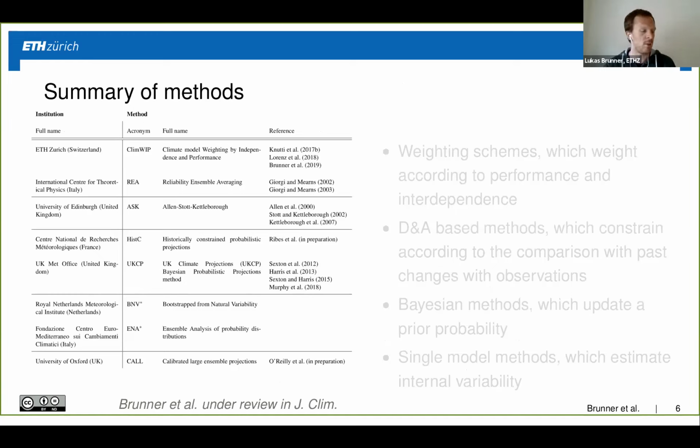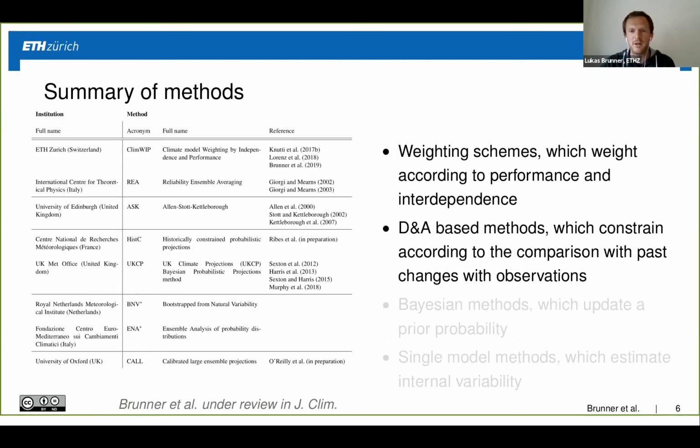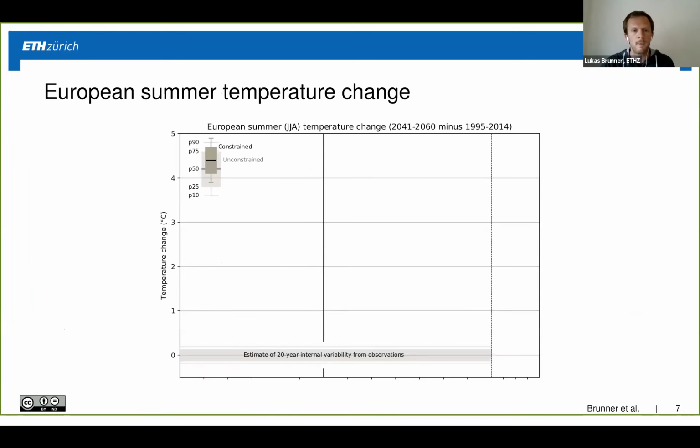I'm not going into any detail here for the sake of time. So if you have any questions, you can ask me later or drop me an email. Here I'm just going to divide them into 4 quite broad groups. The first 2 are weighting schemes. The third one is a detection and attribution based method. Then we have 2 Bayesian methods. And the last 3 are single model methods, which only focus on internal variability using large ensembles.